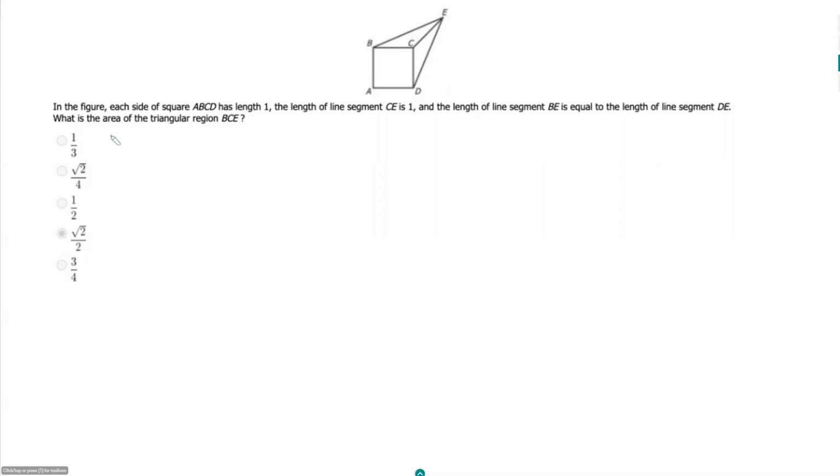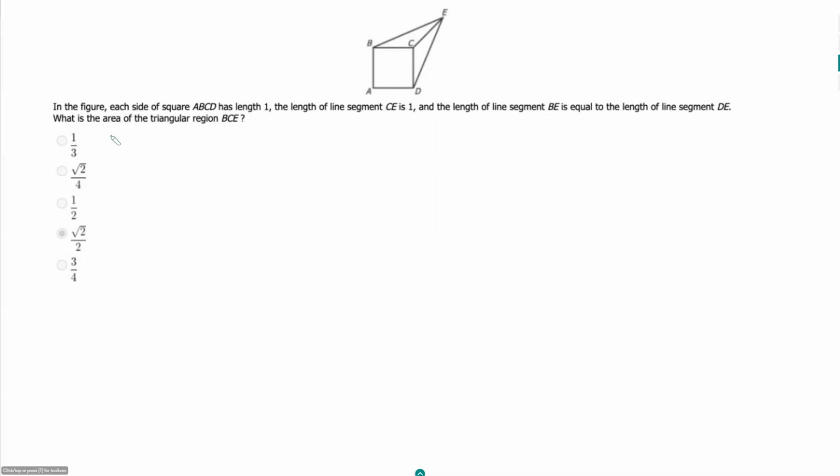In the figure, each side of square ABCD has length 1, the length of line segment CE is 1, and the length of line segment BE is equal to the length of line segment DE. What is the area of the triangular region BCE?